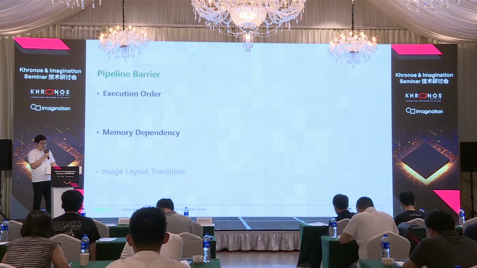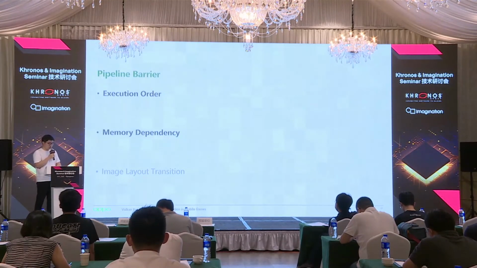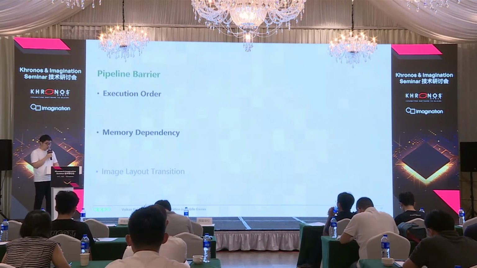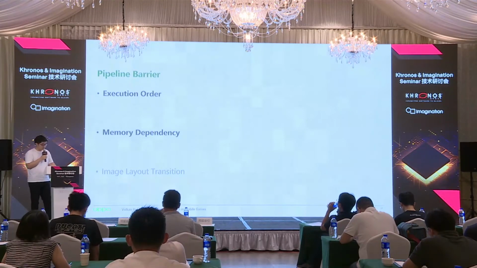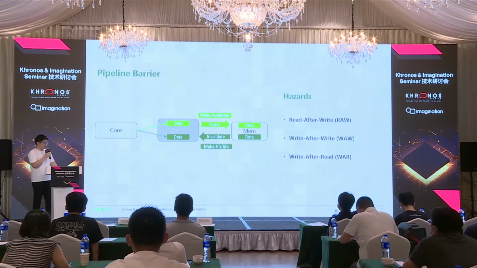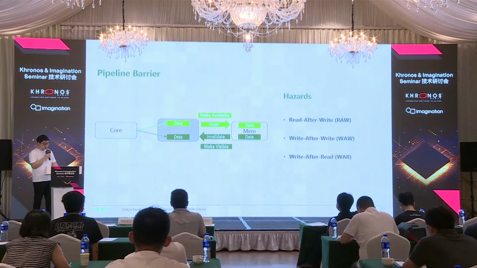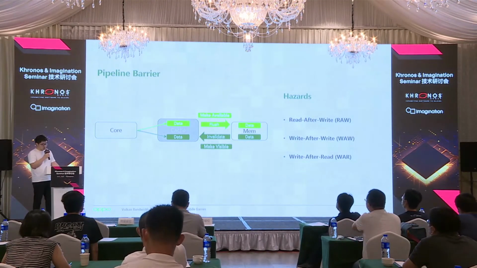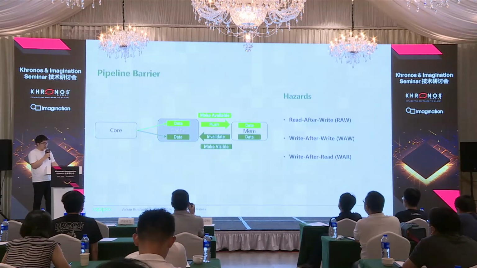So we need a pipeline barrier to make sure that the orders before the barrier will be executed before the orders after the barrier. And secondly, it ensures the memory dependency issues. Later, I will elaborate more. The third one, image layout transition, due to time limitations, I'm not going to mention too much of it.